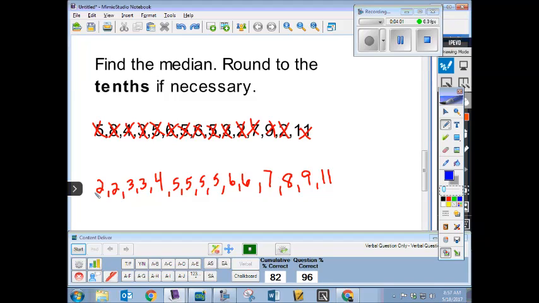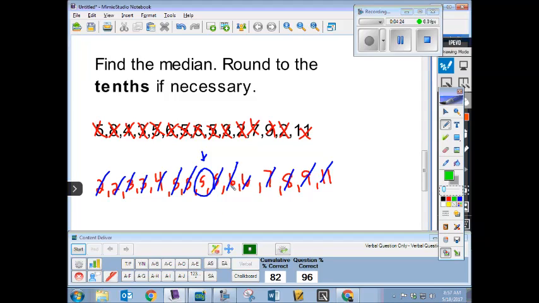So again, when you're crossing off the smallest and the biggest, you could do small, big, or if you know there's a bunch of them, you could do a few at a time, like 1, 2, 3, 1, 2, 3. Just be careful doing that, okay? Either way is fine. We still have more to go. Small, big, small, big. There we go. We know we had 5. That's going to be our very middle number.